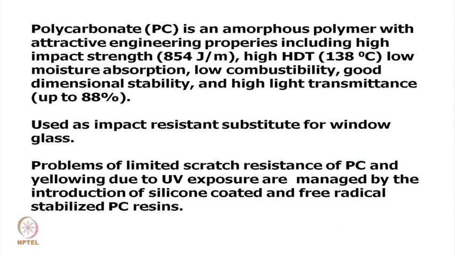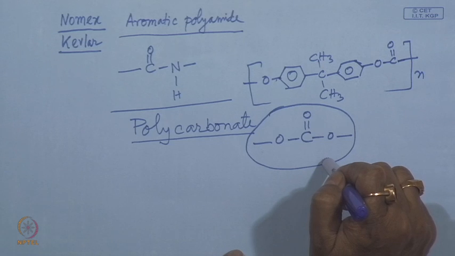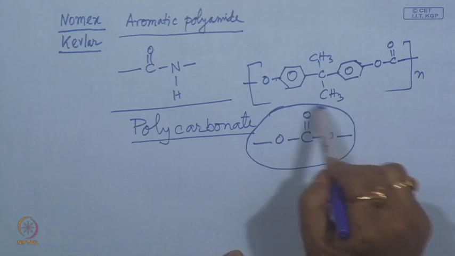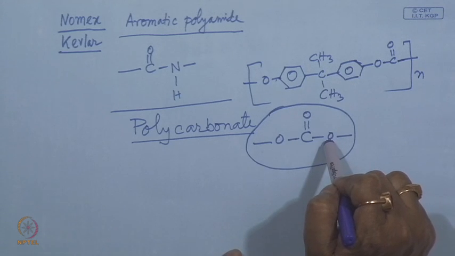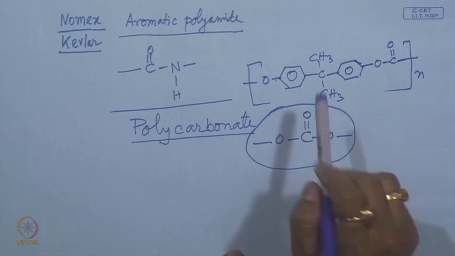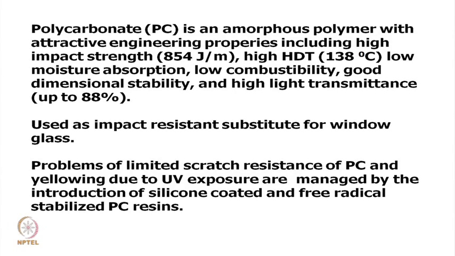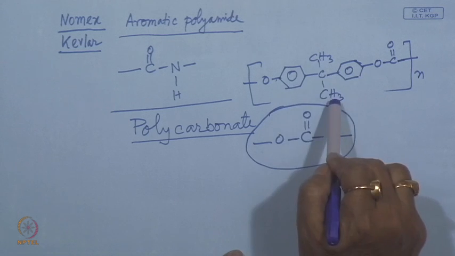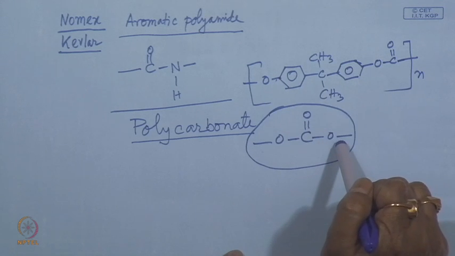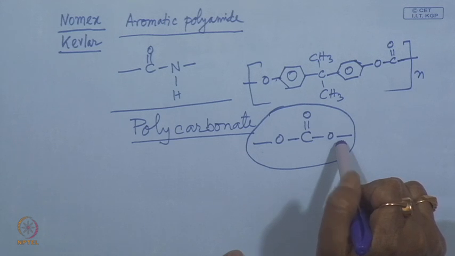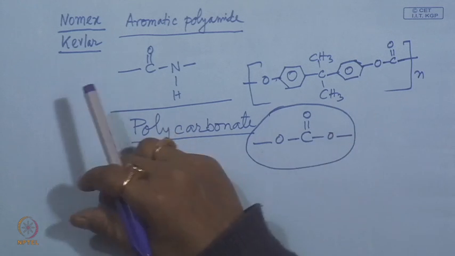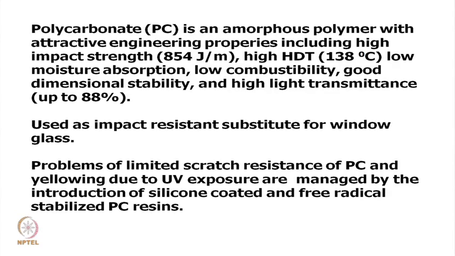And by virtue of the presence of these phenyl rings, although the carbonate group is present over there, it shows excellent moisture absorption resistance. It does not allow moisture to penetrate in the bulk of the product made of polycarbonate. And because of the presence of these phenyl rings, methyl groups and the CO3 groups, it shows excellent resistance to combustibility, or one can say it is a fire retardant or flame retardant polymer.